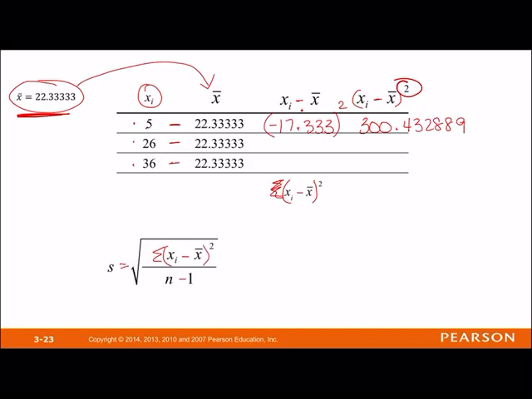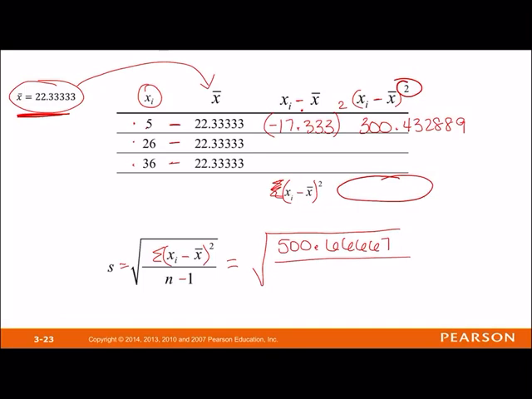I'm going to write what this is. Again, there is a completed chart on the next slide, but let me just write in what you have here in case for some reason it's a little wacky. So when you find the sum of this column right here, it should end up being 500.66667, and n minus 1, n is 3. You had 3 data values, so you're going to have 3 minus 1 on the bottom.